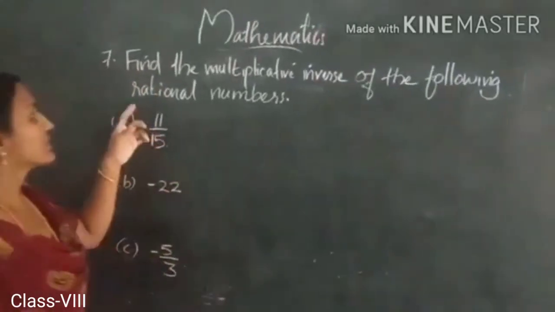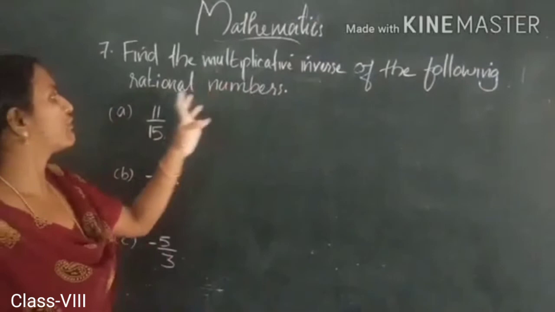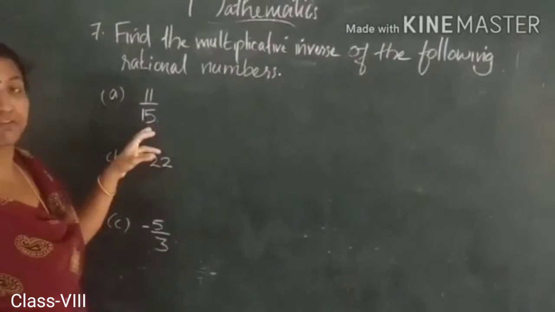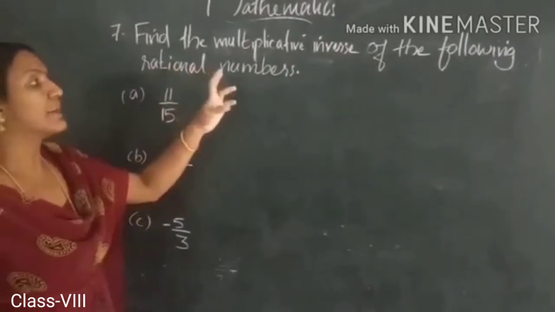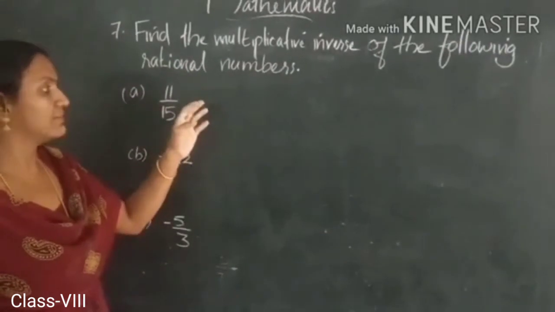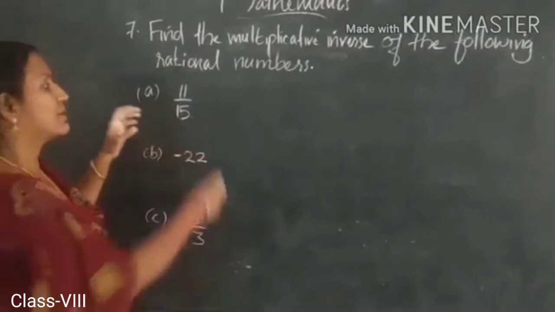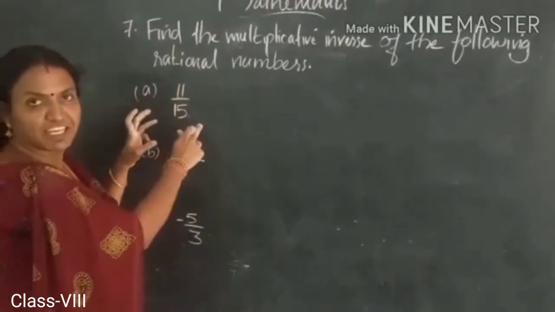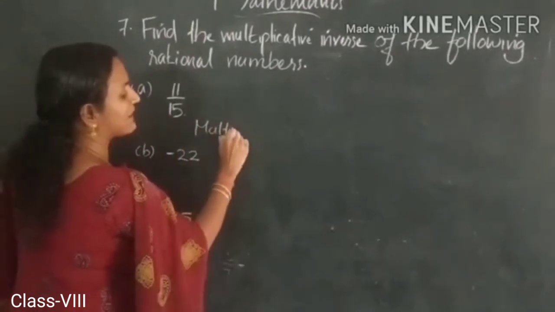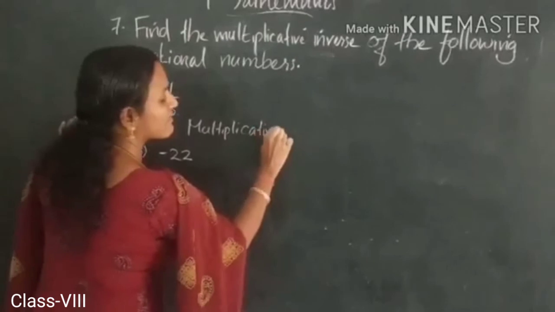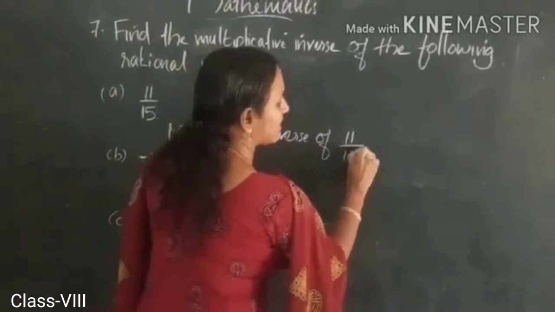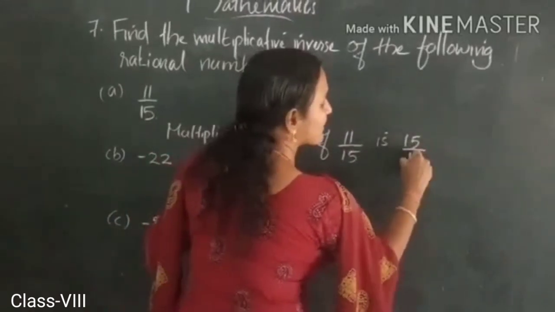Okay, the next question. Find the multiplicative inverse of the following rational numbers. First one, 11 by 15. We have learned the multiplicative inverse of A by B is B by A. Means take the reciprocal. So the multiplicative inverse of 11 by 15 is 15 by 11.